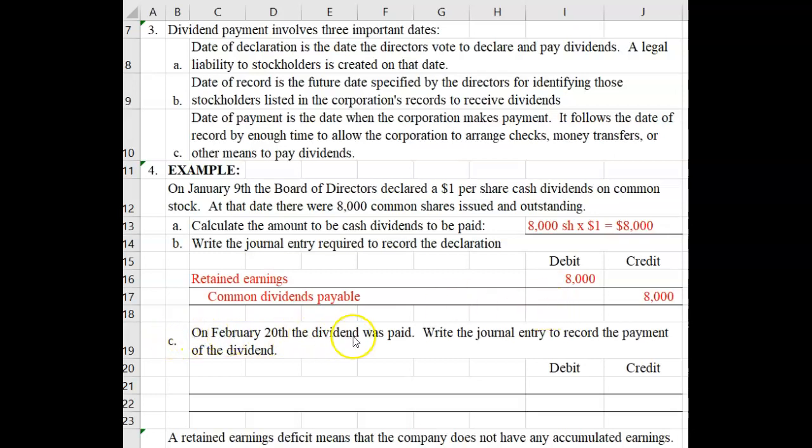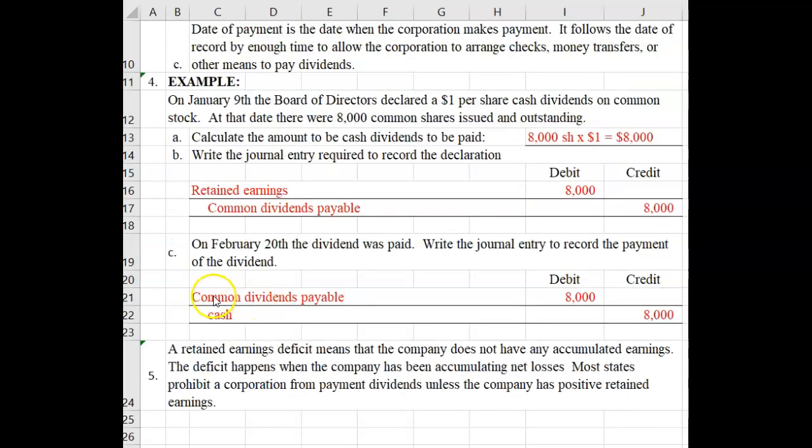On February 20th, the dividend was paid. Write the journal entry to record the payment of the dividend. Debit common dividends payable, $8,000, to zero out this liability account, and credit cash, $8,000.